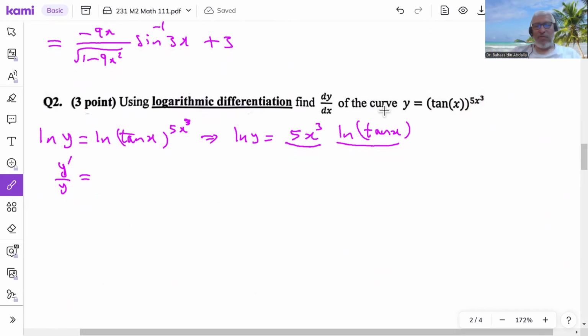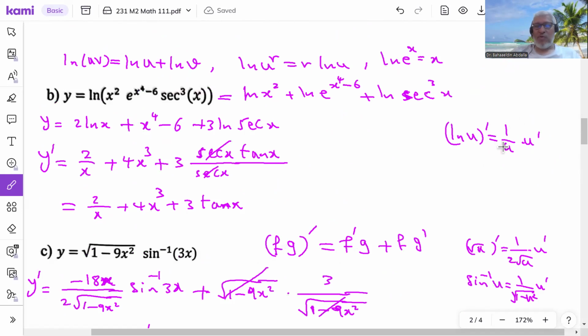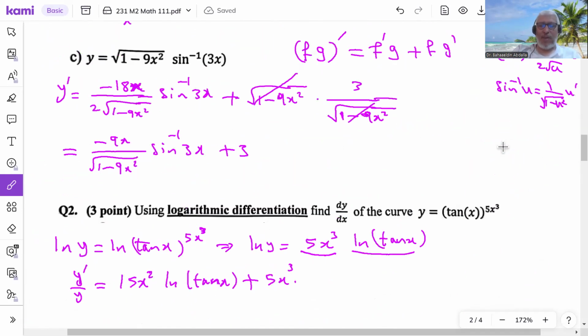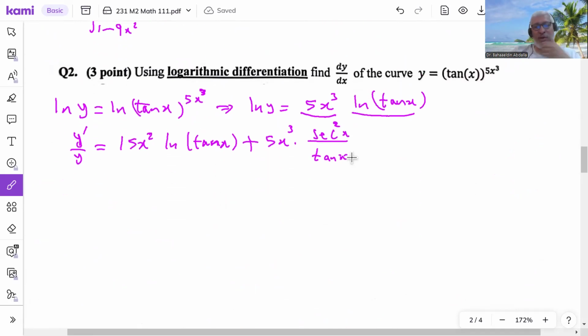So the derivative of the first function, 3 times 5, 15x squared, times the second function as it is, plus the first function as it is times the derivative of ln u. What is the derivative of ln u? 1 over u times u prime. So 1 over tan x times the derivative of tan, which is secant squared x. So this is the derivative of the right-hand side.